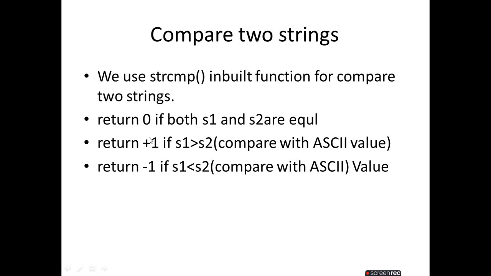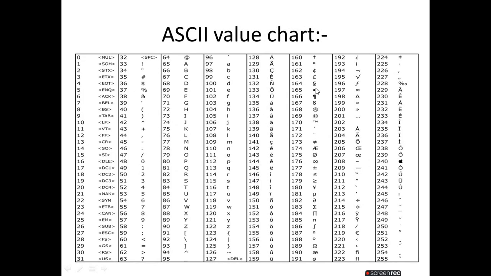So if string 1 is greater than s2, it returns a positive value, plus 1 meaning a positive value. It returns a negative value if string 1 is less than s2. Here also we compare the ASCII values. This is an ASCII chart. This is important when you deal with characters. I agree it is tough to remember the full ASCII table, but try to remember the values.